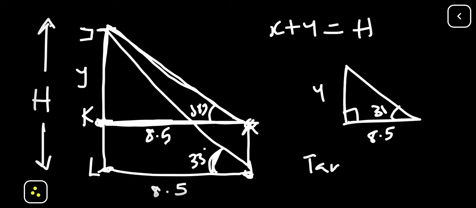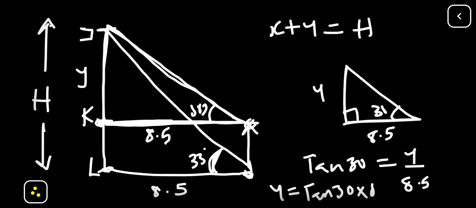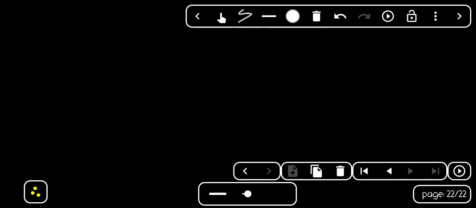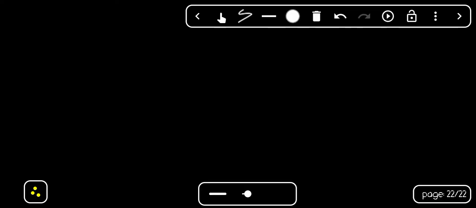So we have tan 30 degrees is equal to Y over 8.5. That means Y is equal to tan 30 times 8.5. So that will give you 4.908 kilometers. So we can say Y is equal to 4.908 kilometers. All right, so we know big H, we know Y, so we can just put it in the equation and get the final answer for X, because that's what they're asking us to find.